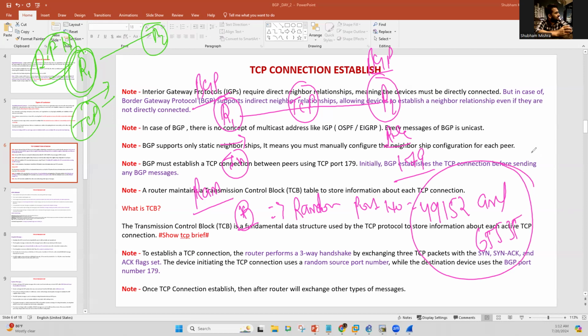Now one more thing. In the case of BGP, generally a router uses one technique. What is the name of that technique, guys? PRNG. What is this PRNG? PRNG is the technique. Now again, you will ask the full form of PRNG. Who can tell me? P means pseudo random, and G means generator. Yes, pseudo random number generator.